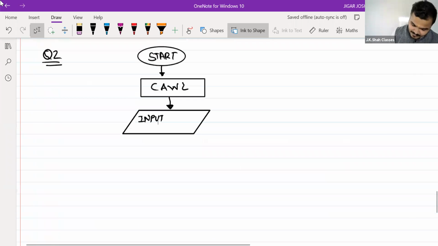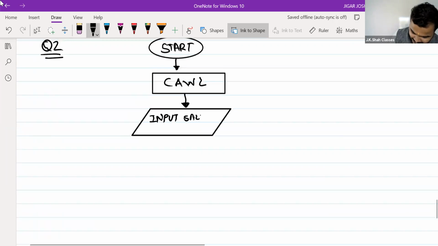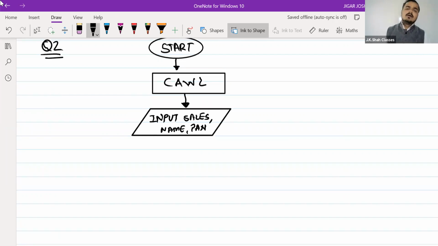In input, people, I want the sales value. So I'm writing the sales. Okay. I need the name of the person, so I'll write down name, and I want PAN details, so I write down the PAN details. Understood? Yes, sir. Once this is done, my dear child, what does the next step come to?